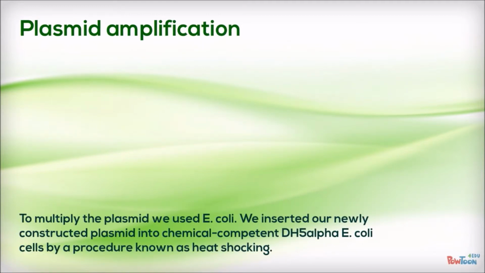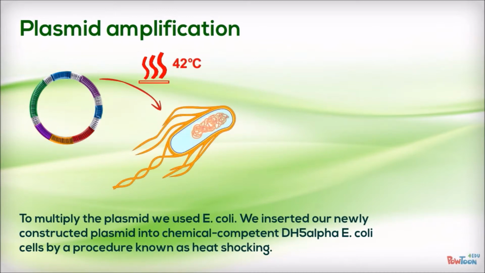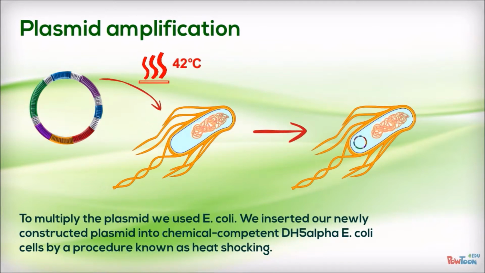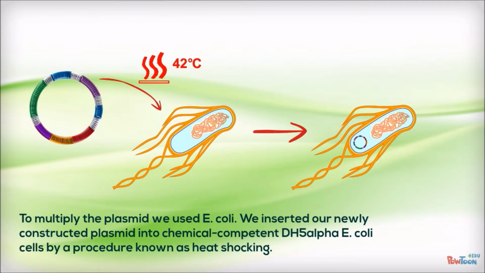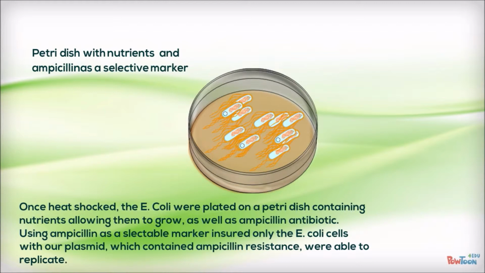To multiply the plasmid, we used E. coli. We inserted our newly constructed plasmid into chemical competent DH5 alpha E. coli cells by a procedure known as heat shocking. Once heat shocked, the E. coli were plated on a petri dish containing nutrients allowing them to grow, as well as ampicillin antibiotic. Using ampicillin as a selectable marker ensured only the E. coli cells with our plasmid, which contains ampicillin resistance, were able to replicate.